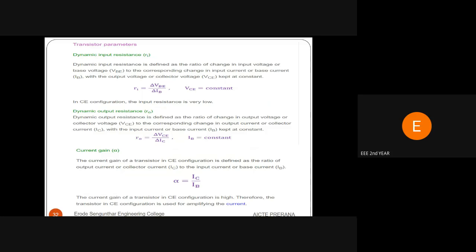The next parameter is current gain. In the common emitter configuration, the current gain is denoted beta. It is defined as the ratio of output current to input current. Here the output current is collector current, input current is base current. So beta is equal to IC divided by IB.